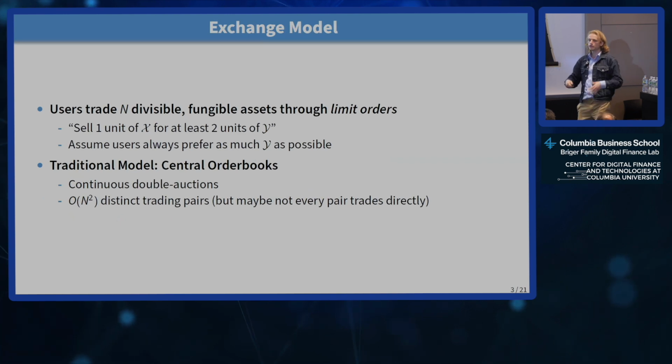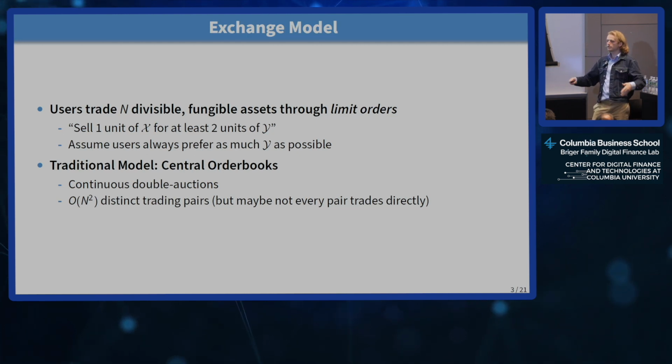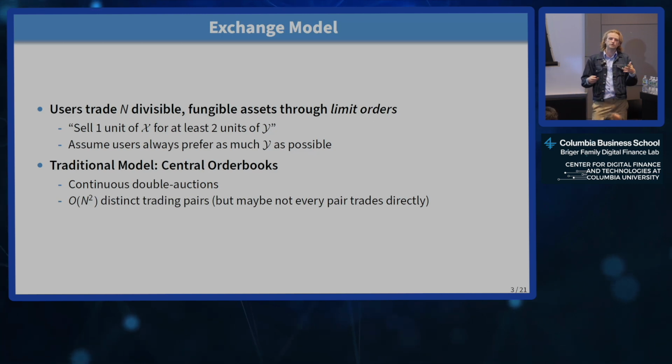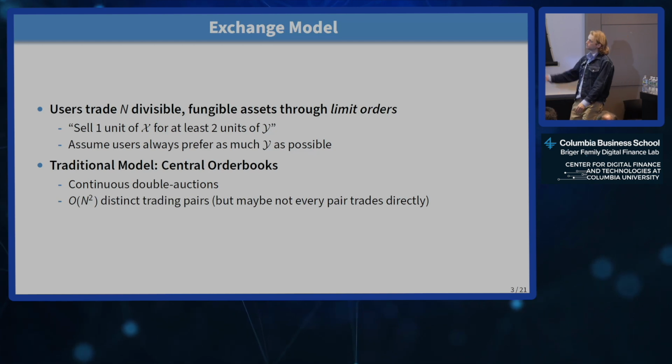So just to recap, we're going to think about a model where there's, say, n different assets, and these are all regular, divisible, fungible tokens. And users are trading through regular limit orders. Things like sell some number of units of one asset for at least some number of units of another asset. And we're going to assume that users always prefer to receive more of what they're buying than less. Now, the regular way you do this is just with a collection of central limit order books running continuous double auctions. And you'd have, say, n squared different trading pairs, or somewhere between O(n) and n squared.